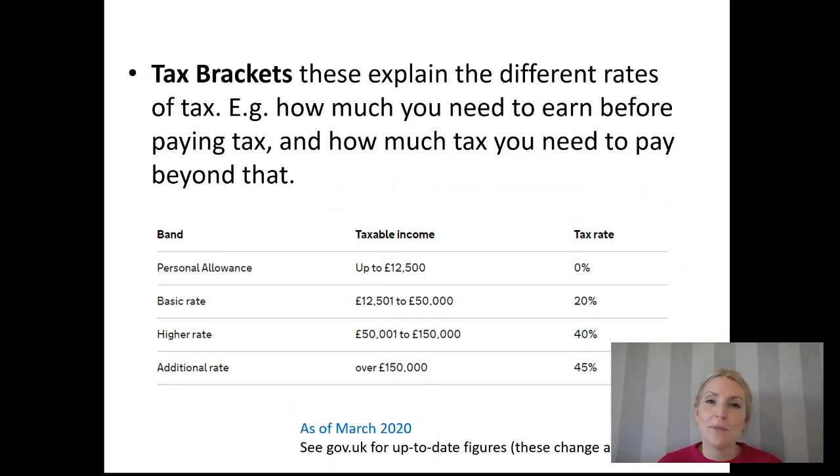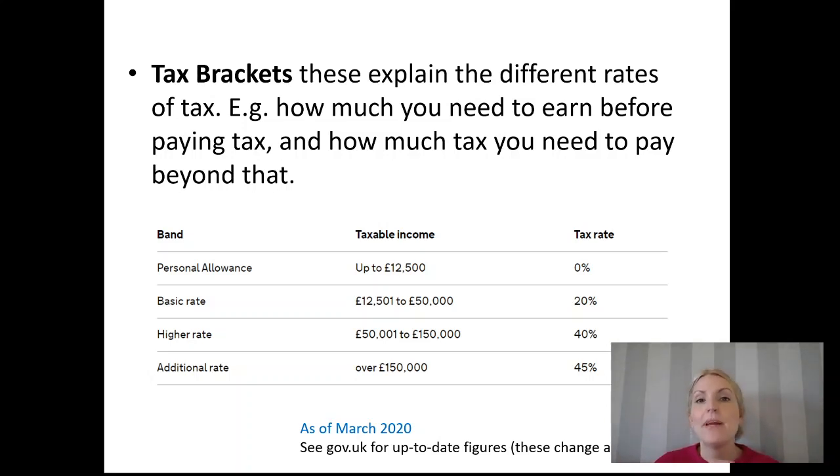So this explains a little bit more about tax brackets, and they're different. Income tax is different for every single individual depending on how much you earn, and it's all based upon these tax brackets here. So everyone has the right to earn £12,500 totally tax-free. So when you go into the world of work or have a part-time job, I doubt you'll have any tax to pay whatsoever because you'll be earning under £12,500 per year. However, if you earn over that, you will need to start paying tax.